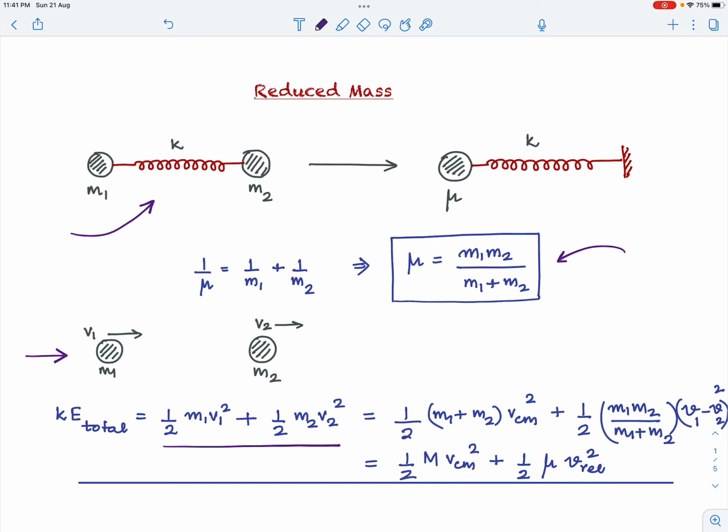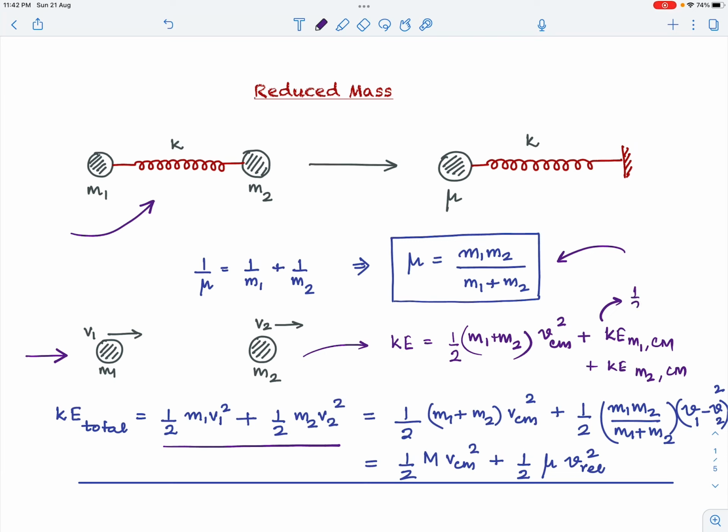For these two masses, I can write their kinetic energy as the kinetic energy of the center of mass of this system, which will be half the total mass times the velocity of the center of mass squared. This will be the first term for the kinetic energy, and then consider the next terms to be the kinetic energy of these two particles with respect to the center of mass. So it will be the kinetic energy of m1 with respect to center of mass plus the kinetic energy of m2 with respect to center of mass.